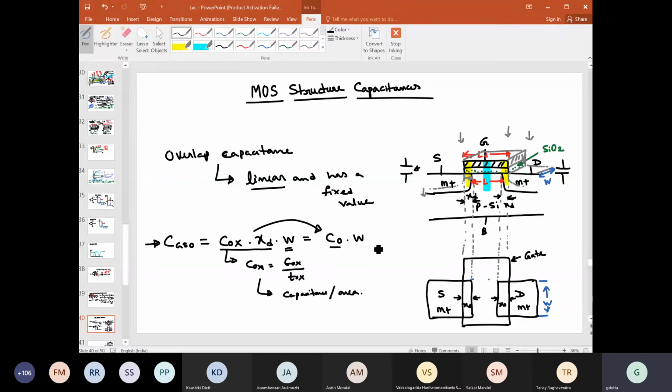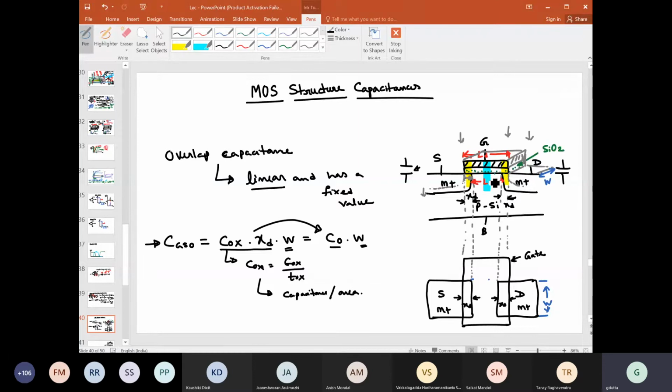Now, what is this W? This W is the width. So you see that CGS naught, where we are considering the overlap capacitance on the source side, is linearly proportional to the width of the transistor. So that's what we have written here. This overlap capacitance is basically the linear capacitance, right? It will be the linear one, right? If you change the width 2 times, CGS naught will become 2 times, right? That you cannot change. Okay.